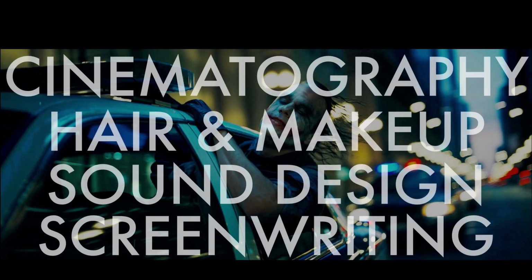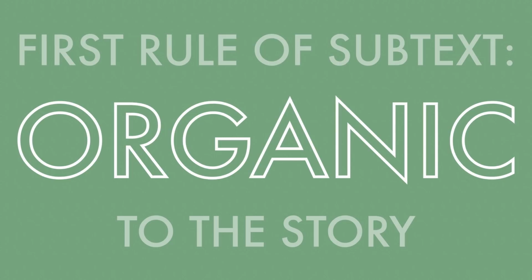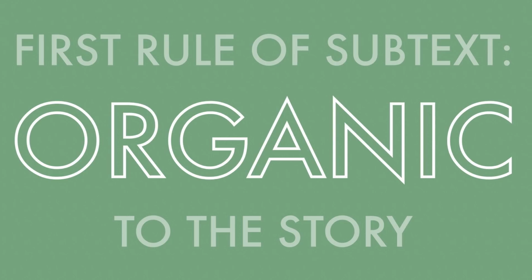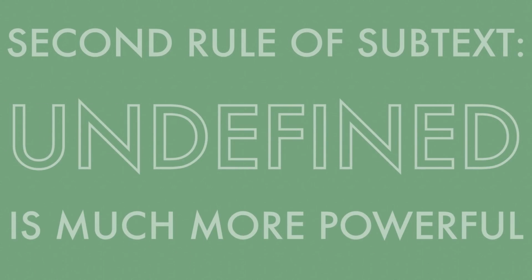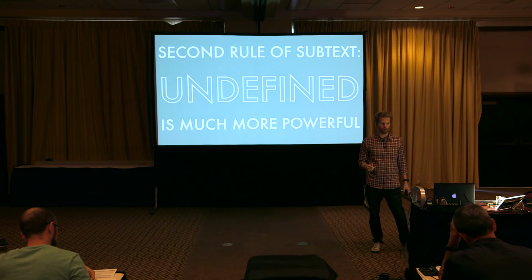And so that is part of the first rule of subtext: the subtext must be organic to the story. The whole point of subtext is to serve the text. You cannot just have random symbolism and metaphors that are disconnected from the story. It means nothing. It has to come from the story. Now, the second rule of subtext is that the undefined is much more powerful than the defined. This is not about creating a riddle for the audience to solve, and then you give them a little thumbs up when they solve it. That is not what this is about.